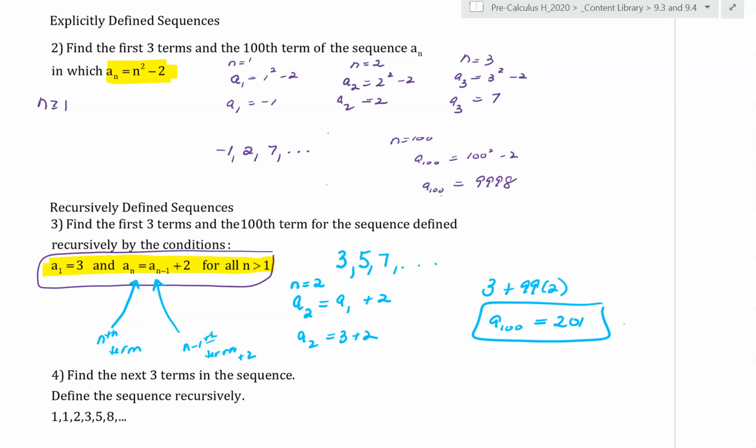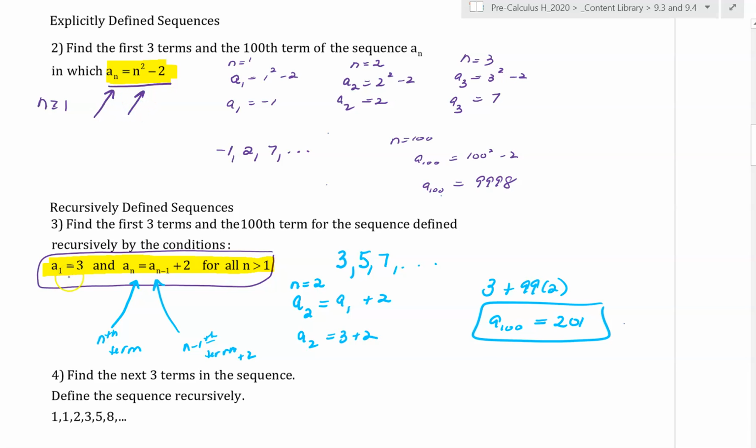Okay, so let's think about how these are different. Notice for the explicit formula, if I wanted to find, for example, the 100th term, I just let n be 100. But over here, each term is defined by using the previous term in the sequence. So the recursive formula is relating each term to a previous term in the sequence. So that's how they look a little different. Notice we have a sub n on the left side of the equation, and we have n over here.